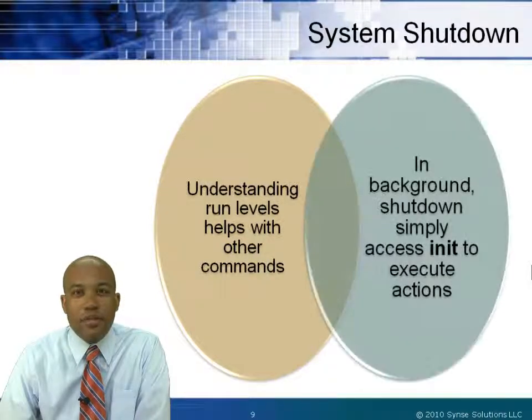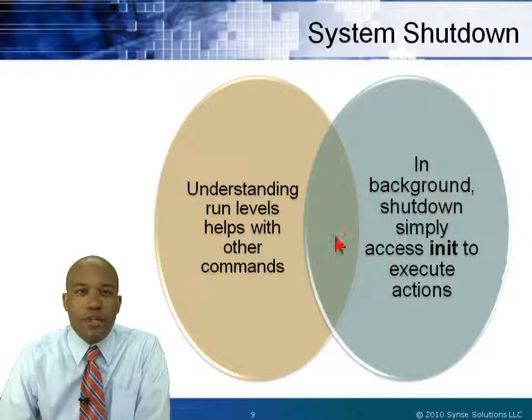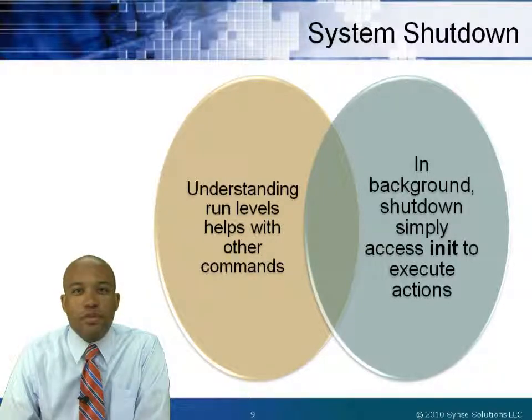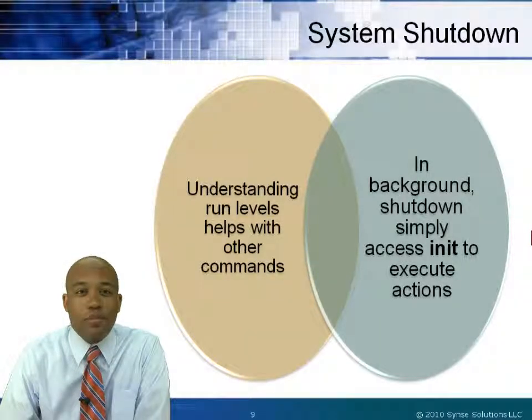Now, I'm sure you understand, as we've talked about this, that understanding the run levels, as important as it was for system startup, is similarly important for shutdown. Really, understanding the run levels helps us to understand what those other commands were doing. The halt is taking the system to level 0. The reboot is taking the system to level 6. In the background, shutdown is simply accessing init to execute those actions anyway. In reality, it really is switching the system to level 6. That's all it's doing from its standpoint.